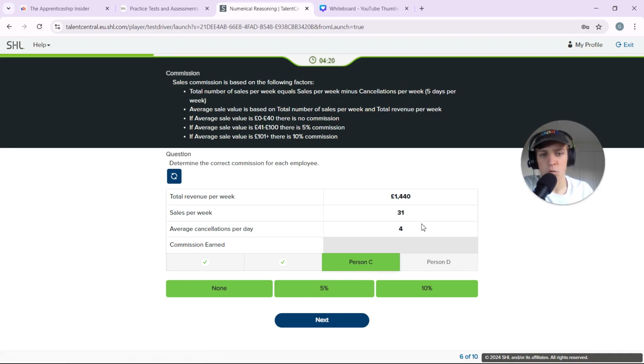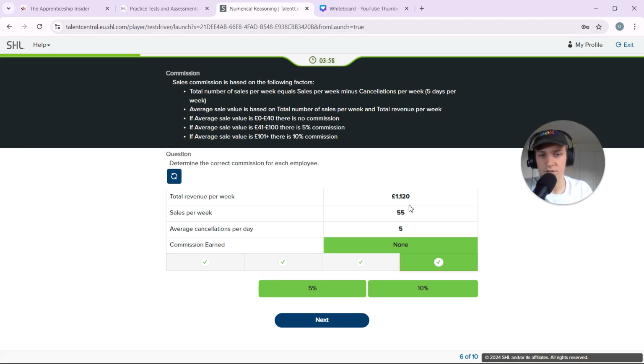Question number C, 4 times 5, so he gets 20, so he's on 11 sales per week. 1,440 divided by 11 is £130, so he's getting £130 average sale, which means he gets 10% commission there. Person D, 5 cancellations per day, so that means 5 times 5, 25, he does 30 sales per week. 1,120 divided by 30 is £37, so he gets no commission there at all.